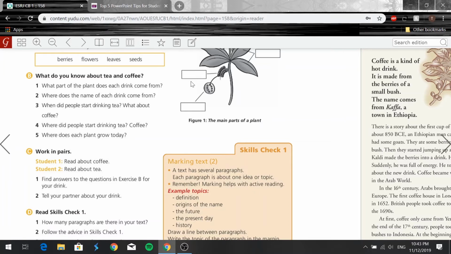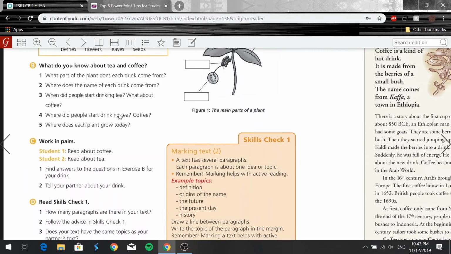And where does each plant grow today? It grows in Central and South America, and Africa, as well as Indonesia. That's for coffee, by the way. And for tea, the plant grows in Asia, Africa, and South America. Alright? So that's what we know about tea and coffee.